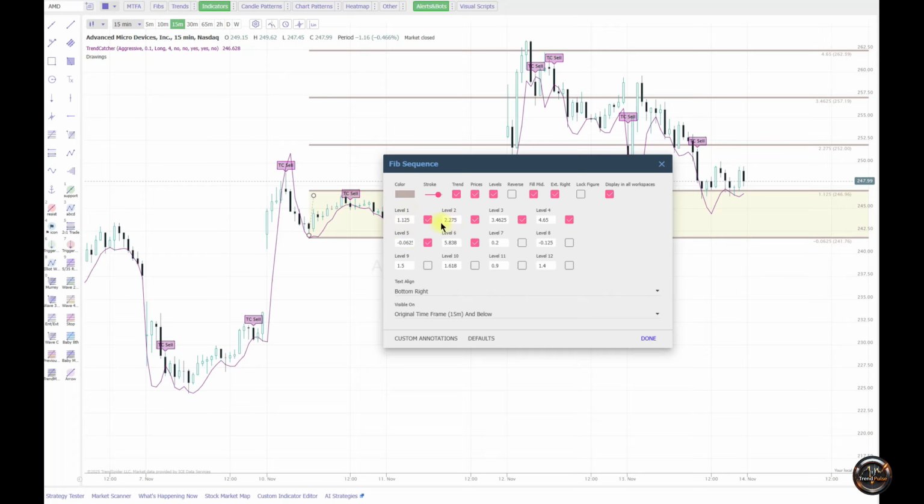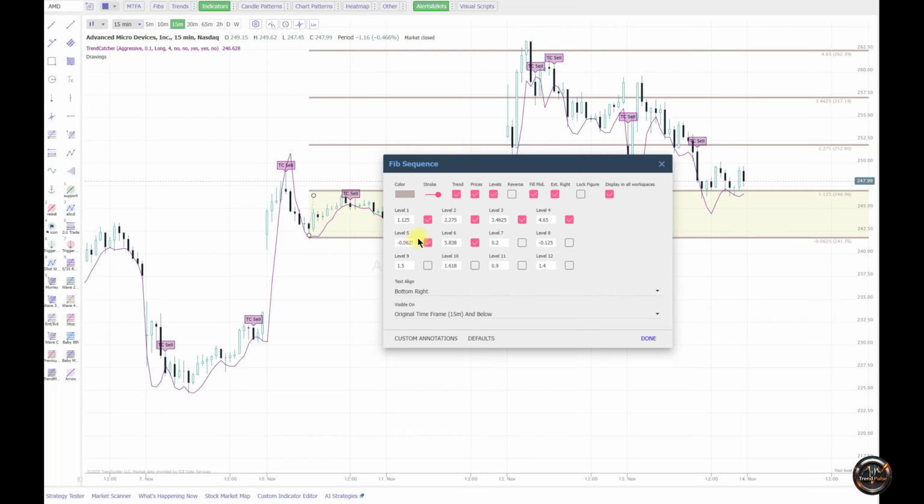For your second level, which is your break even, you want 2.275, 3.4625, 4.65. Now for your stop loss, this needs to be a negative number. And I have negative 0.0625, which is half of this number here.